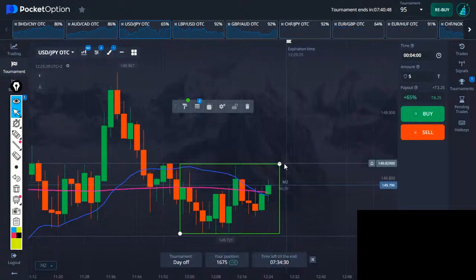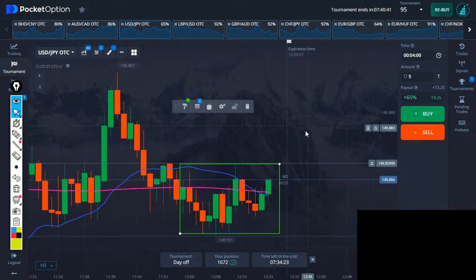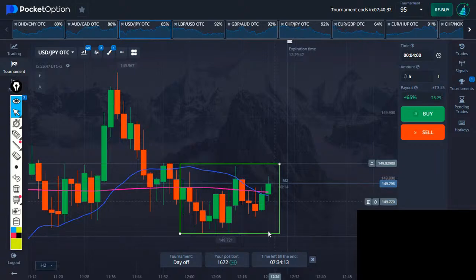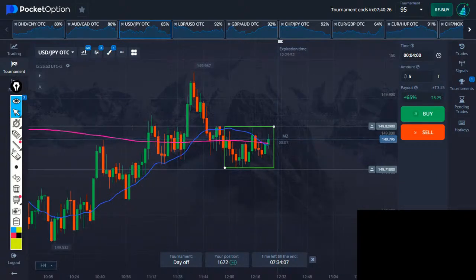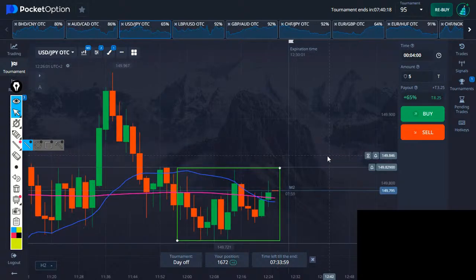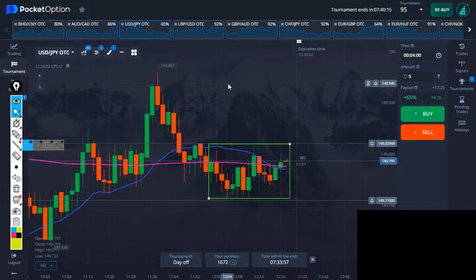You have your swing high marked perfectly and swing low marked also perfectly. So I need a strong bullish candle over here to close above or below the green line. Simple. We need to be patient and stick to the rules.